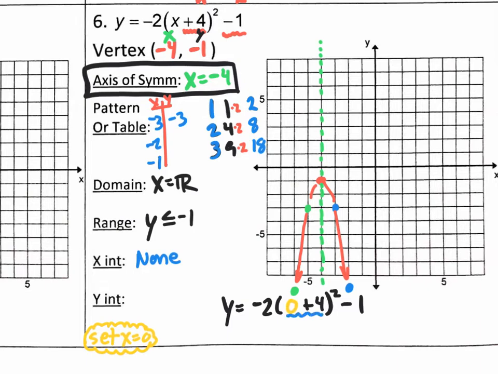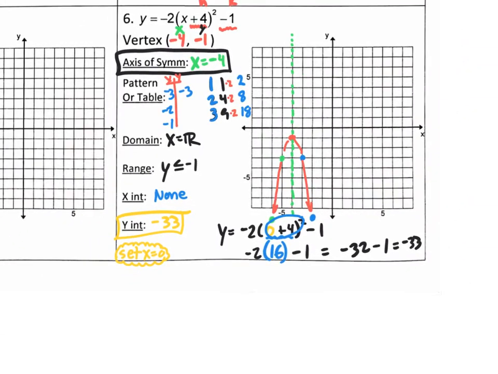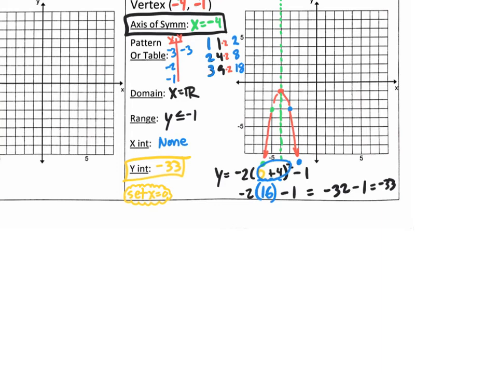Inside of the parentheses, 0 plus 4 is 4. And when I go 4 squared, I have to do exponents first. I get 16. So I really have -2 times 16 minus 1. -2 times 16 is -32. And -32 minus 1 is -33. So the y-intercept value is at -33. There's no way we could have seen that visually, because this parabola will not cross the y-axis till way down here at -33. Make sense?